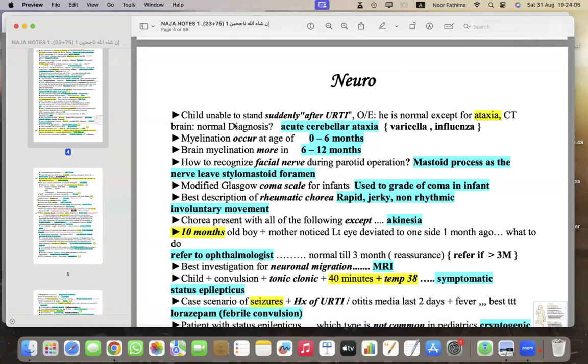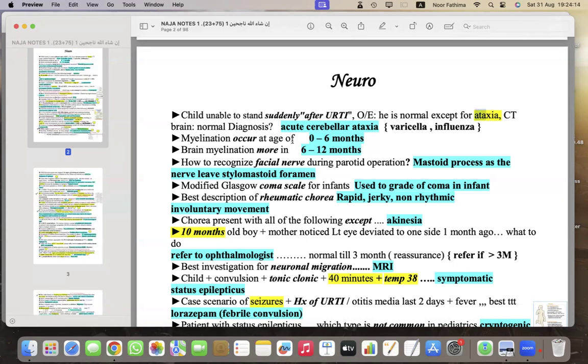So the child is unable to stand suddenly after an upper respiratory tract infection. That means he has ataxia. The CT brain is normal. So the common cause for this is acute cerebellar ataxia. The cause can be varicella or influenza.